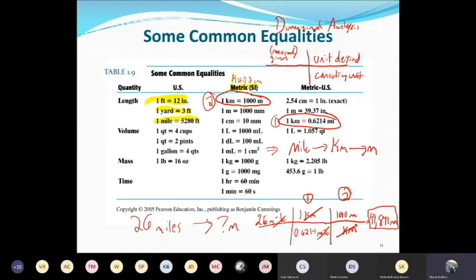So I know that what I got to do first is convert miles into kilometers. So what I did is I took 26 miles, and I divided it by 0.6214 miles per kilometer. All right, does that make sense? That way your miles cancel out. That was the first thing. Does that make sense, everyone?